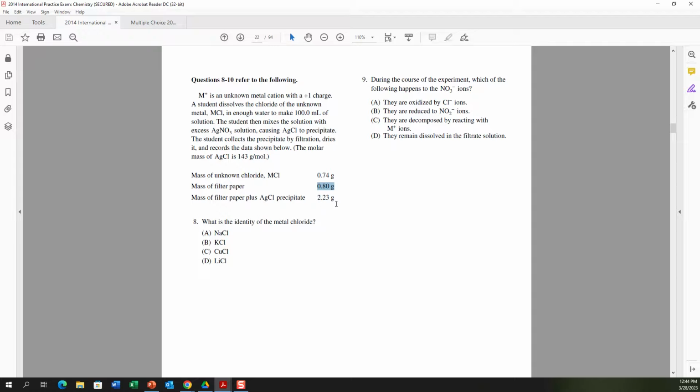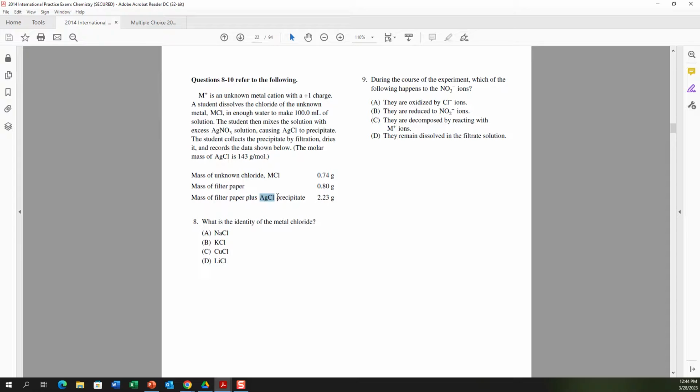And remember, you do get a calculator now. When this test was given, the students doing this problem didn't have a calculator, but now you do. If you just do this minus that, that'll tell you the mass of the precipitate, which is AgCl. That comes out to 1.43 grams. If you divide 1.43 by the molar mass, you get 0.01 moles. So you have 0.01 moles of AgCl.